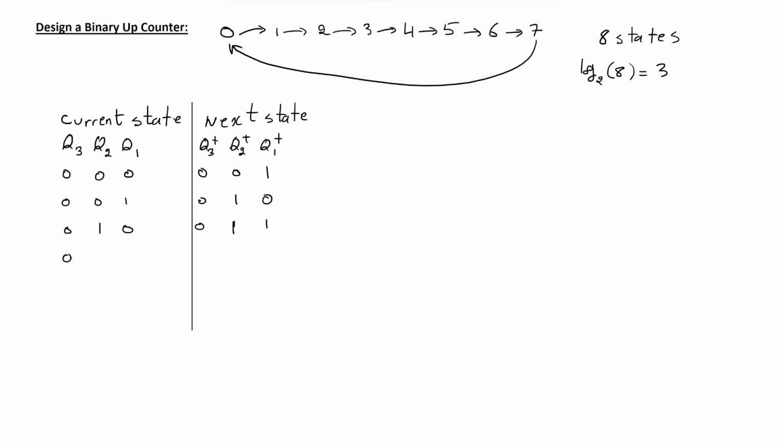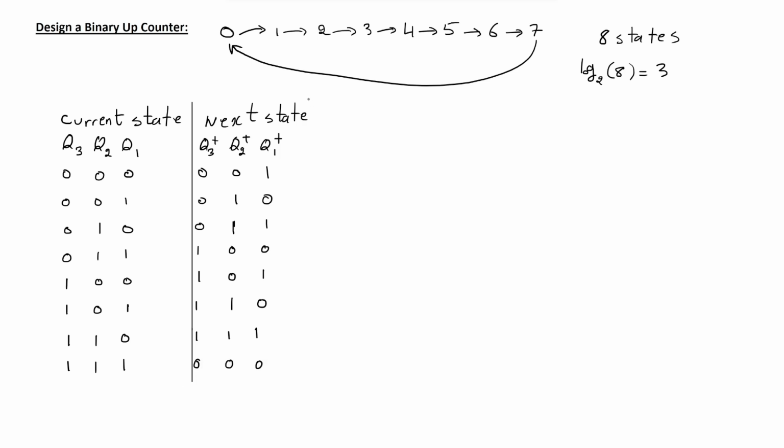Now this becomes our current state, and then the next state is number 4, which is 1, 0, 0. Now 4 becomes our current state, 1, 0, 0. And then the next state is 5, which is 1, 0, 1. 1, 0, 1 becomes our current state. Now the next state is number 6, which is 1, 1, 0. This becomes our current state, 1, 1, 0. And then the next state is number 7, which is 1, 1, 1. Now this becomes our current state 1, 1, 1. And then from 7, it goes back to 0. So this is 0, 0, 0.